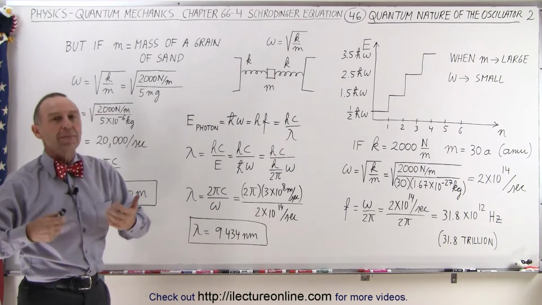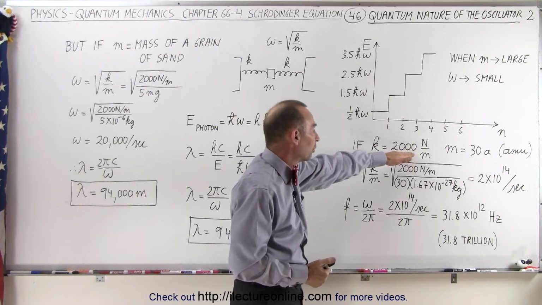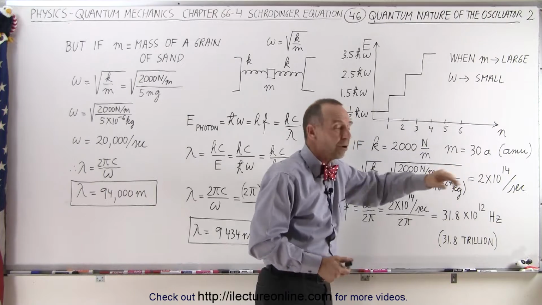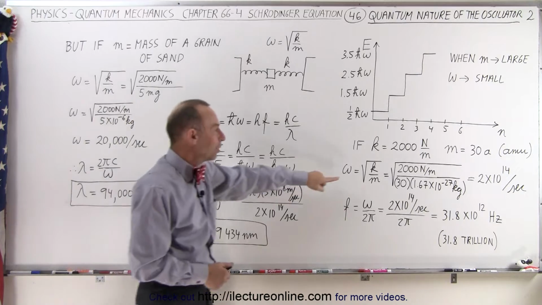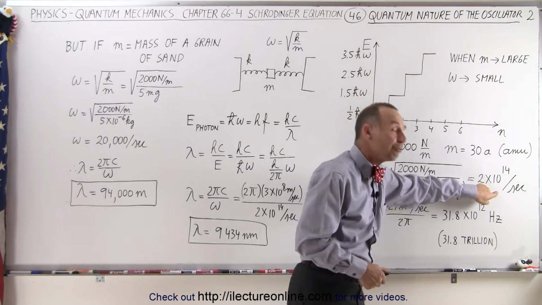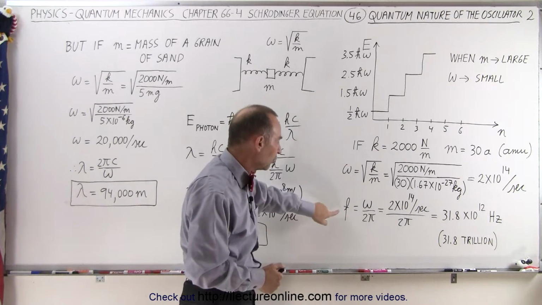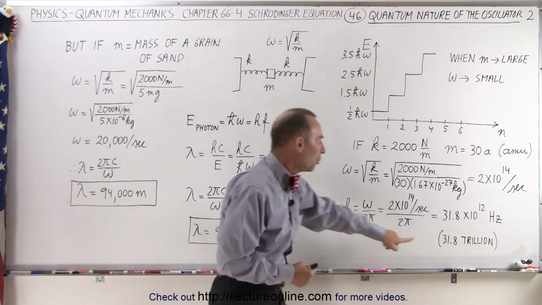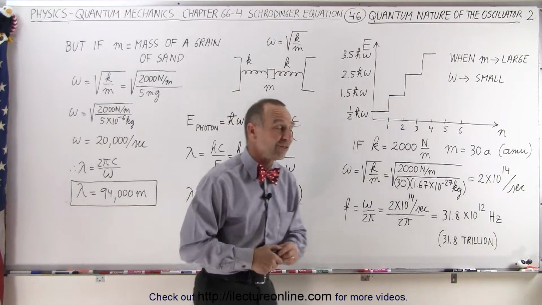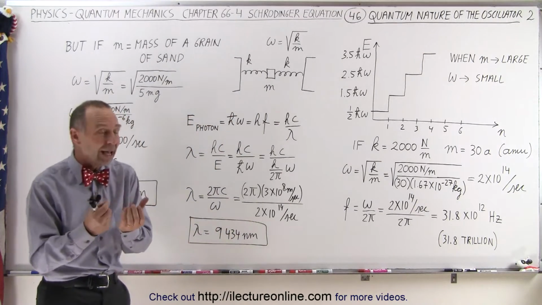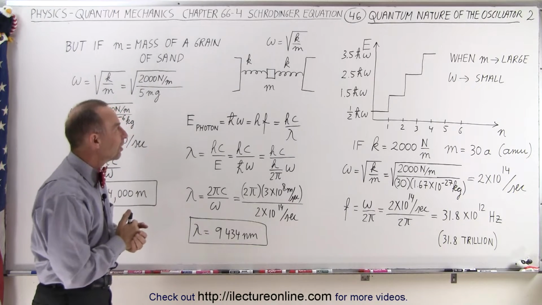So let's take a typical oscillator like a diatomic molecule that might have a spring constant equivalent of 2,000 newtons per meter and a mass of each of the atoms of about 30 atomic mass units. Well, the angular frequency of that would be about 2 times 10 to the 14th per second, which means 200 trillion per second. And if we convert that to the actual oscillatory frequency, we get about 32 trillion oscillations per second, which is quite rapid. And because of that, we can see that the oscillator does have indeed quantum steps between the quantum states.